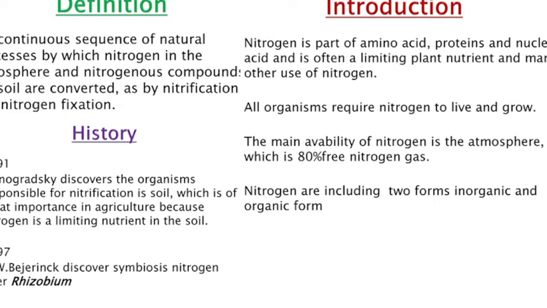How can we define the nitrogen cycle? We can say it is the continuous sequence of natural processes by which nitrogen in the atmosphere and nitrogenous compounds in the soil are converted by nitrification and nitrogen fixation. There are a total of 5 steps in the entire cycle. I explained in my previous class what we mean by a cycle: from a point the substance is released, and it comes back to that original point in a cycling pathway. So we will see how nitrogen moves in the abiotic and biotic components of the ecosystem.